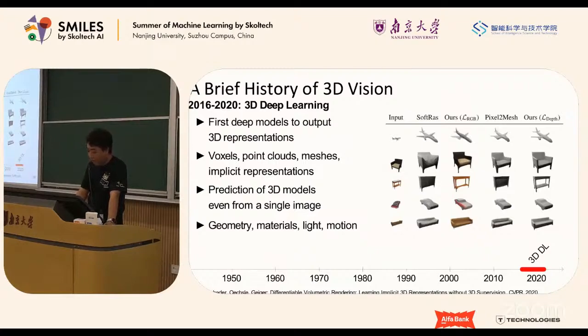Between roughly 2016 and 2020, deep learning expanded from two-dimensional outputs to native 3D representations. Networks began predicting voxels, point clouds, meshes, and implicit functions. They could infer 3D structure from even a single image and increasingly model geometry together with material, lighting, and motion.